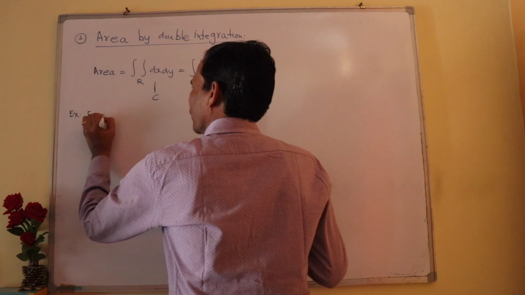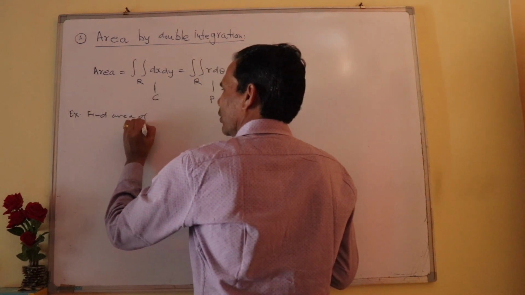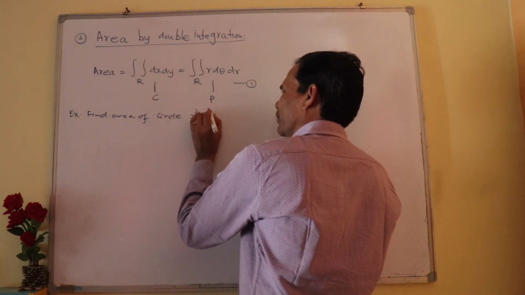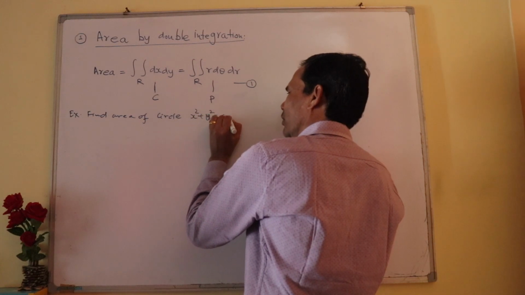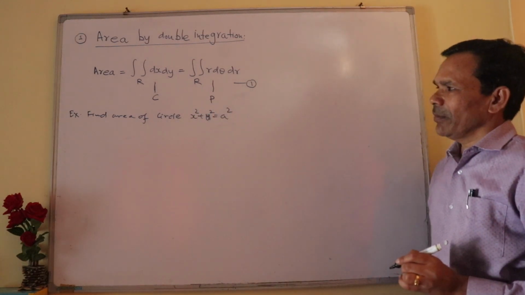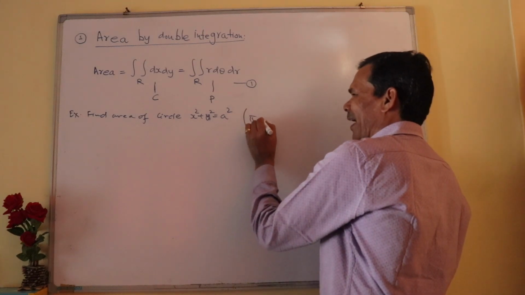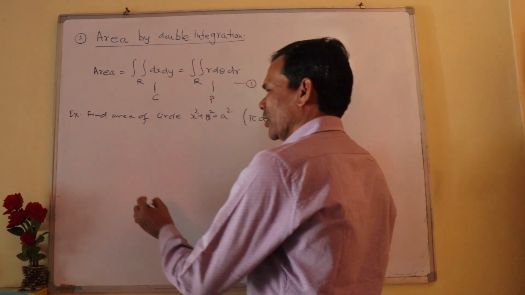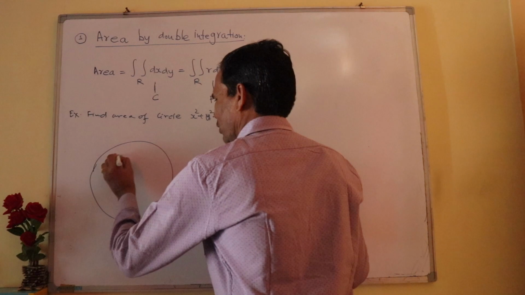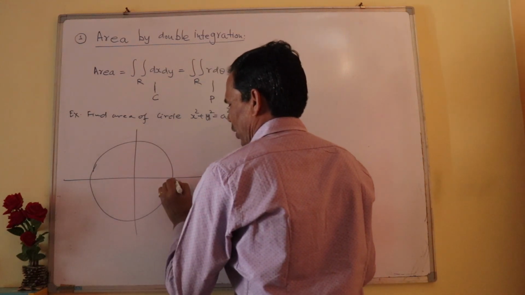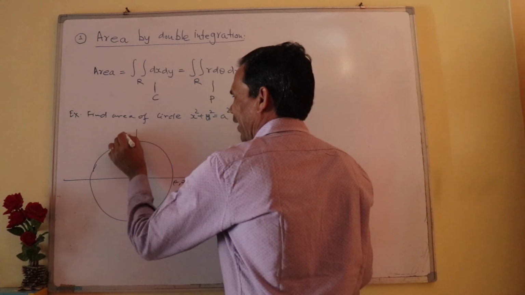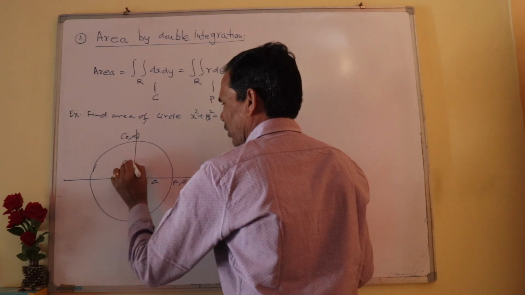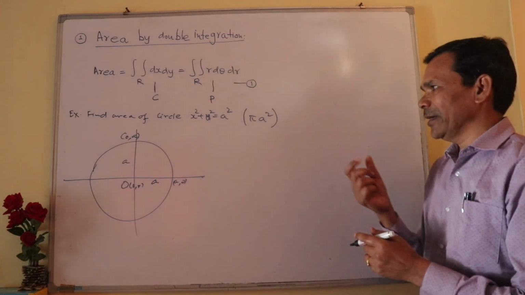Find area of circle x square plus y square is equal to a square by using double integration. We know area of the circle is pi a square. So let us use double integration to find out area. This circle is something like this, having center at 0, 0 and radius a. Now to find out area of this circle, and that is pi a square.